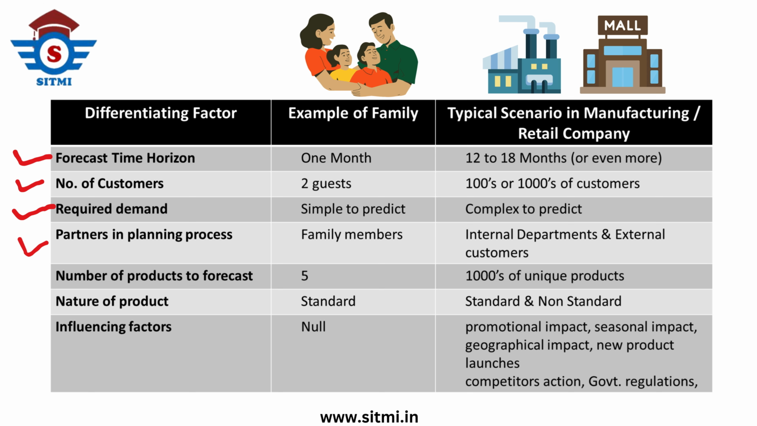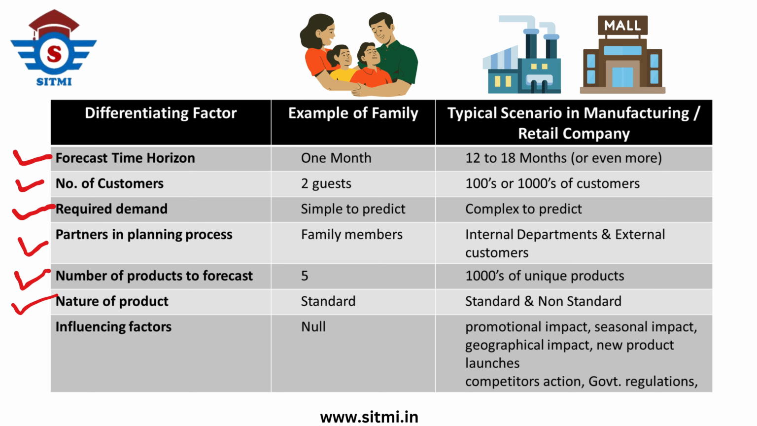Now, involvement in the planning process. In our example, it's a family who is involved in planning the groceries. But in an industrial scenario, internal departments like product managers, the sales and marketing team, and even external customers are involved in the demand planning process. Now, how many products did we consider? That is our fifth point. In our example, we considered only 5 products, but usually in manufacturing or retail business, there are thousands of varieties of unique products. So it is fairly complex to understand the demand pattern for each and every product.